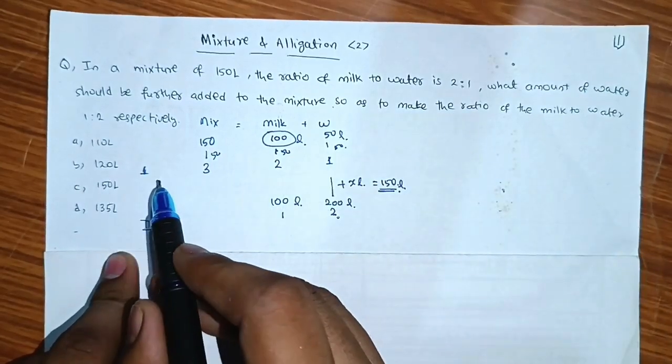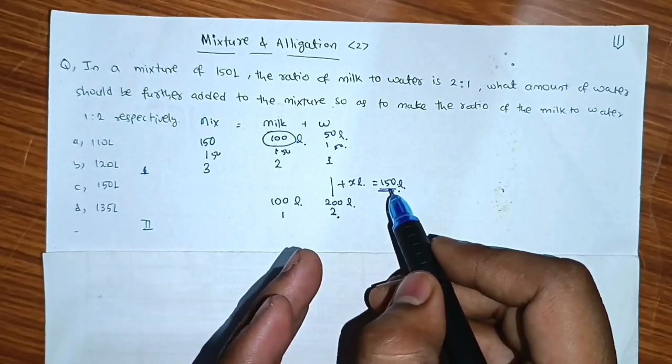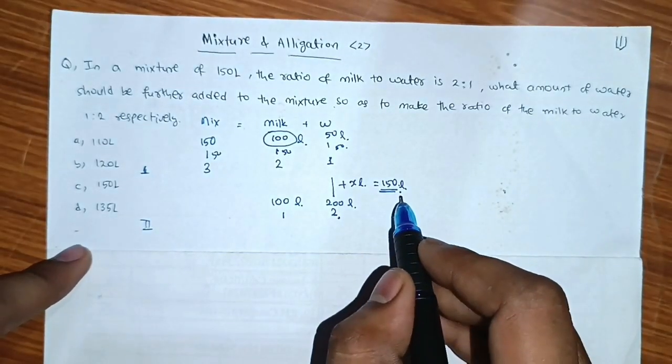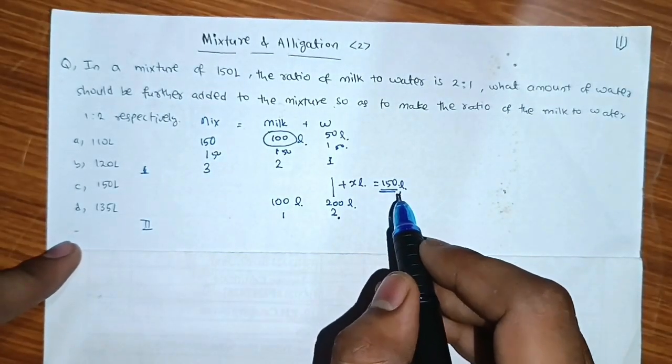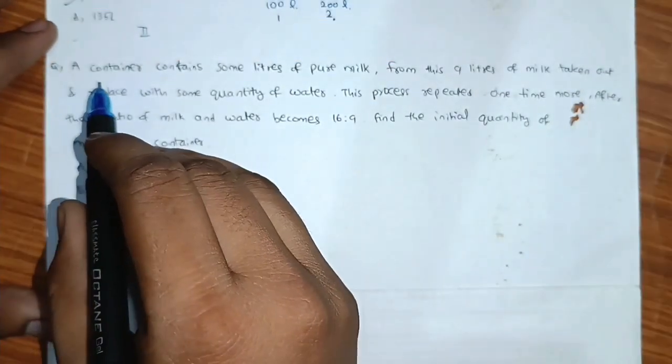So finally, what did he ask? He asked that we need to find the amount of water that should be added, which is nothing but 150 liters he is going to add. So which is in option C. Now let us see the second question.